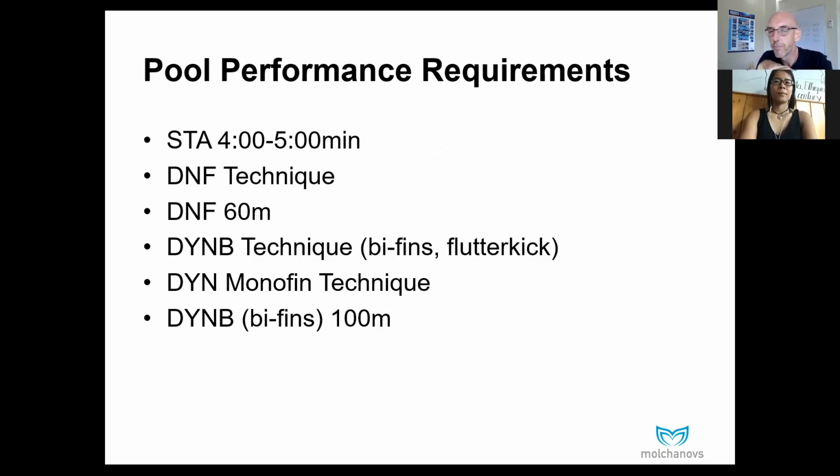What's your static PB? 6:04. Sorry? 6 minutes and 4 seconds. That's good already. You like static? Okay, good. The performance requirement for dynamic no fins technique is 60 meters. What's your dynamic no fins PB? 75. Good. Very good freediver. So, dynamic no fins pool performance requirement is 60 meters.